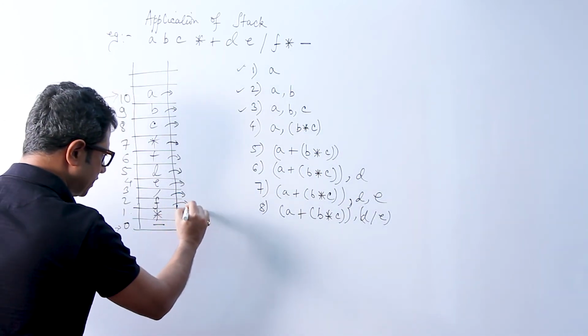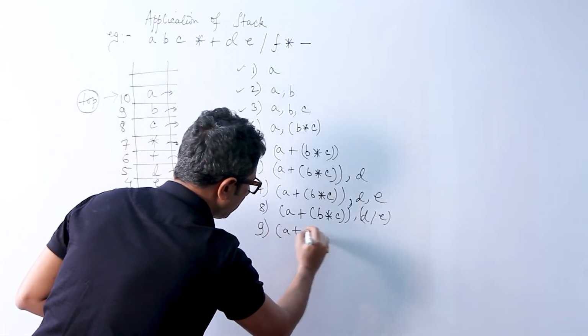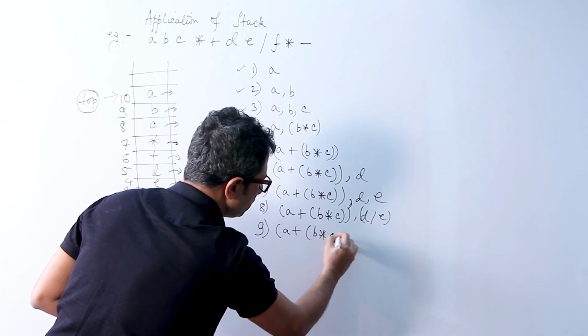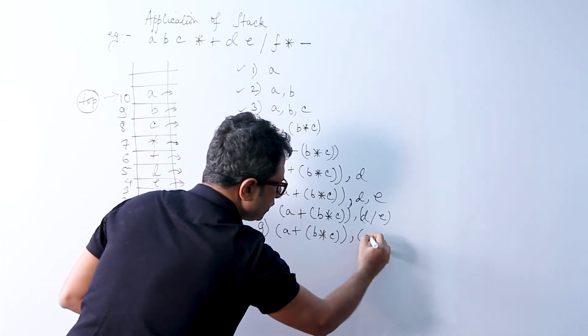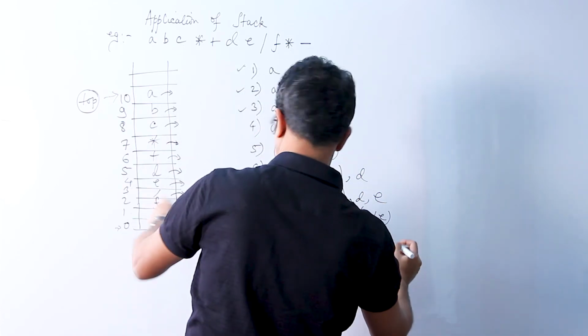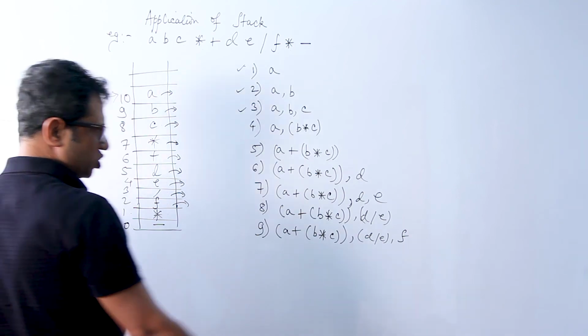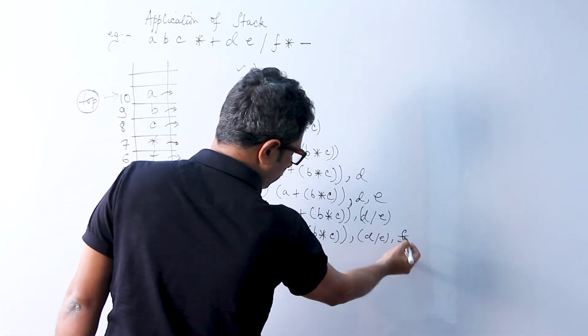After that, we will see that we encounter F. So in the 9th step, A plus B star C, comma D slash E. After that, we take F. So write F. I'm a little bit cautious this time not to write the wrong one.